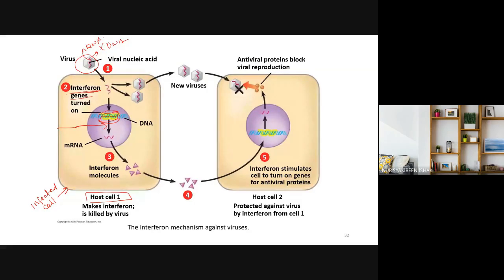Transcription and translation. So from here, DNA to mRNA is transcription. So the mRNA will enter into the cytoplasm and produces this interferon molecule through the process of translation. Okay, so this involves gene expression lah, kan? So the presence of virus in the infected cell will activate interferon gene, so that the cell produces interferon molecule. So this interferon molecule will exit the infected cell and finds an uninfected cell.